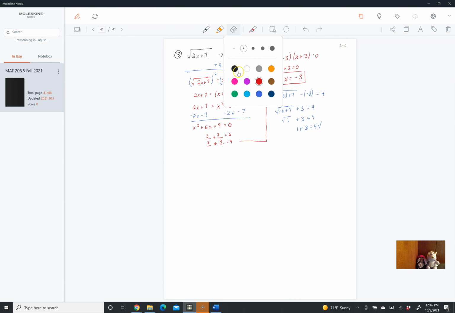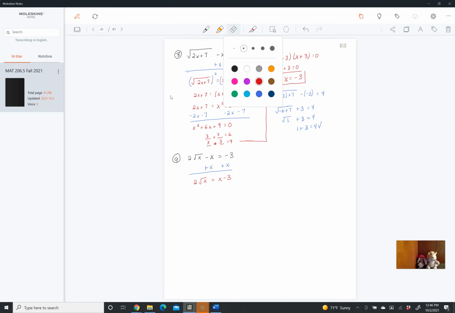Okay, let's do one last one. Try it on your own. 2 times the square root of x minus x equals negative 3. So once again, we want to isolate. So we're going to add x to both sides. That means that we're going to have 2 times the square root of x is equal to x minus 3.